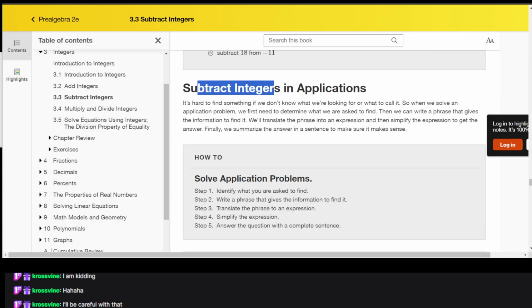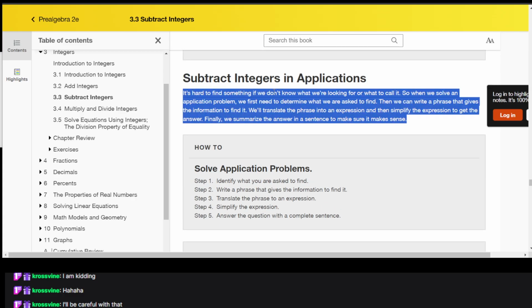Subtract integers in applications. It's hard to find something if we don't know what we're looking for or what to call it. So when we solve an application problem, we first need to determine what we are asked to find. Then we can write a phrase that gives the information to find it. We'll translate the phrase into an expression and then simplify the expression to get the answer. Finally, we summarize the answer in a sentence to make sure it makes sense.